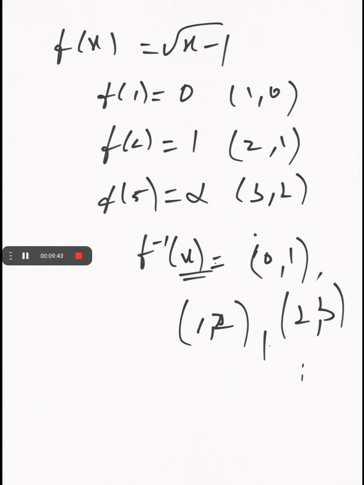Here the values of input, the domain, are x greater than 0, right? What are the inputs here? 1, 2, 3, right? So x greater than 0. Here x greater than or equal to 0. I hope you understand this.